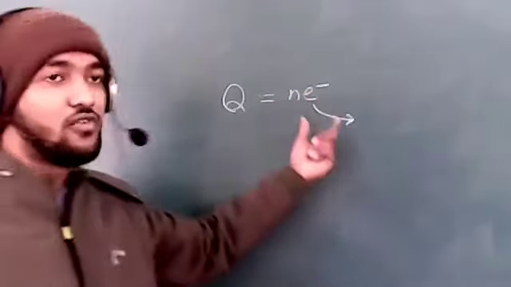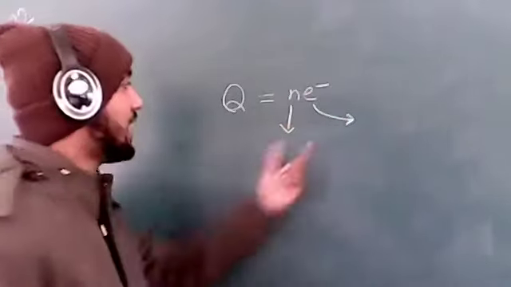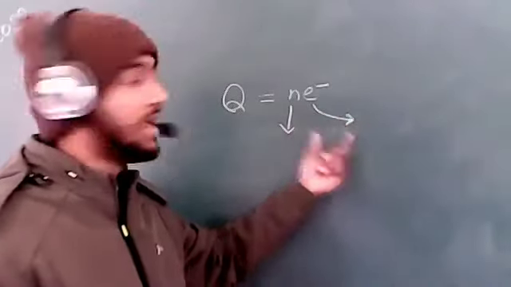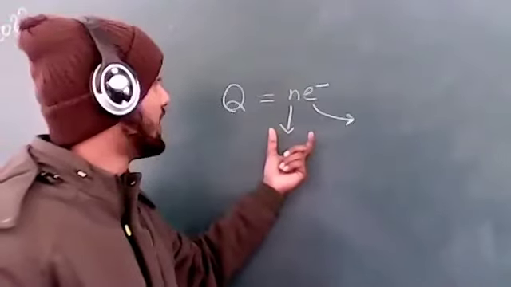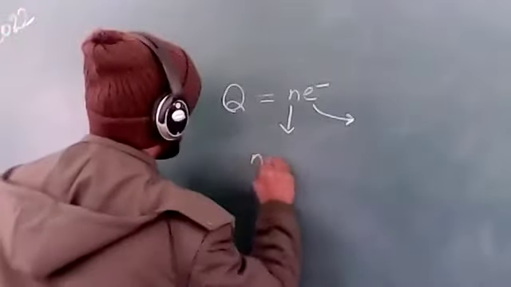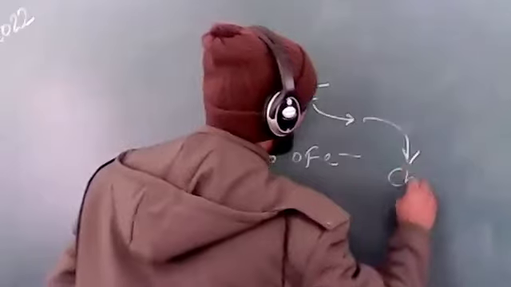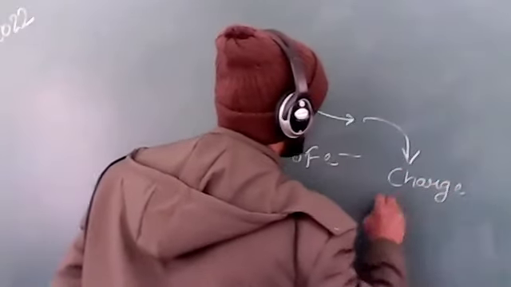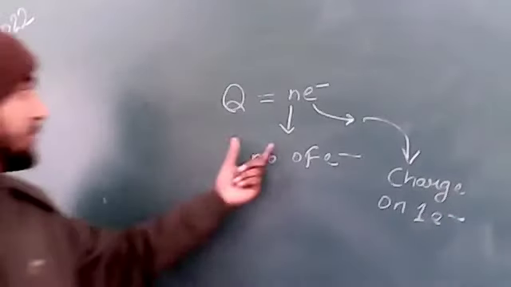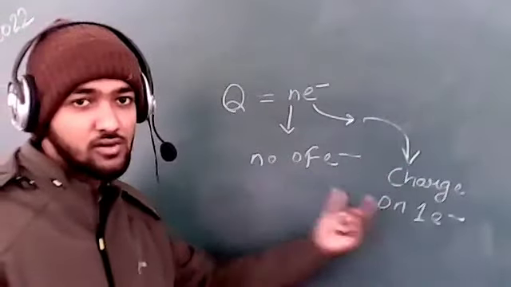E is the charge of one electron, and N is the number of electrons. We know the charge of one electron is 1.6 into 10 raised to the power minus 19, and N is the number of electrons. As the number of electrons increases, charge will increase. So N is for number of electrons, and E is the charge on one electron. This parameter Q is for charge, N for number of electrons, and E means charge on one electron.